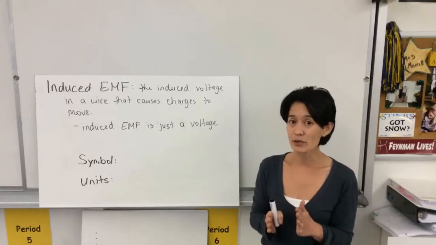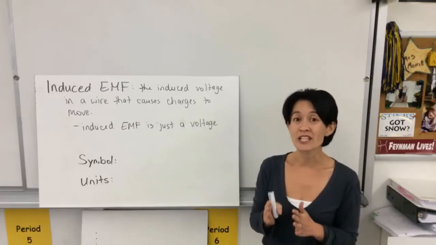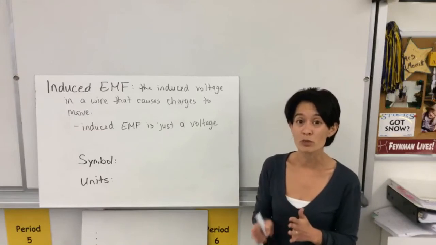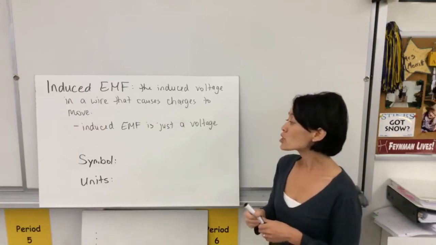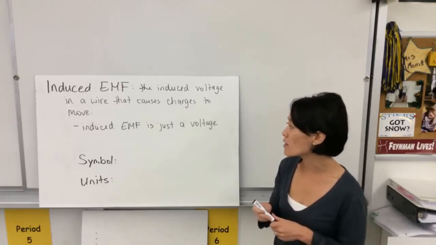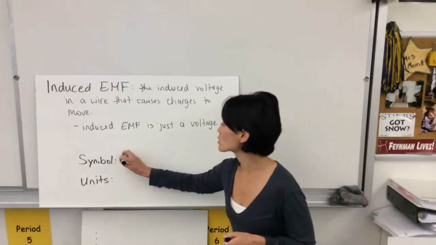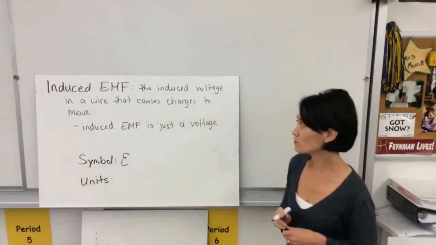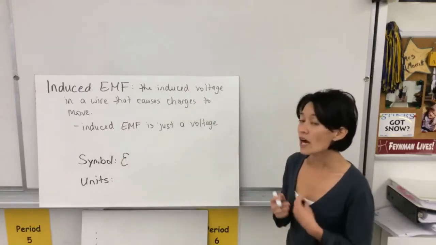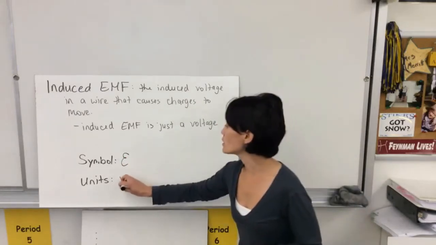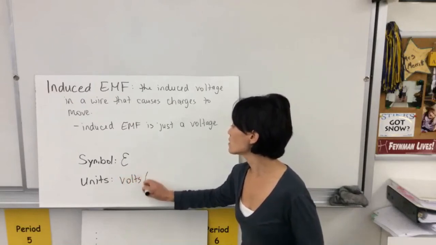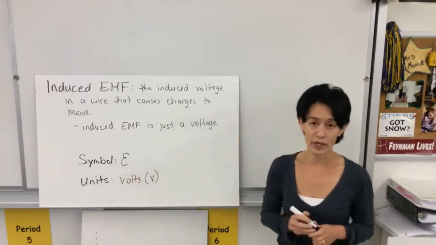This is not that kind of voltage. This is a voltage that we're creating just because we have relative motion between a wire and a magnetic field. Because it's a very specific type of voltage, we're going to give it a specific symbol, the Greek letter epsilon, standing for induced EMF. The units are still going to be volts, because this is still just a voltage value, okay?